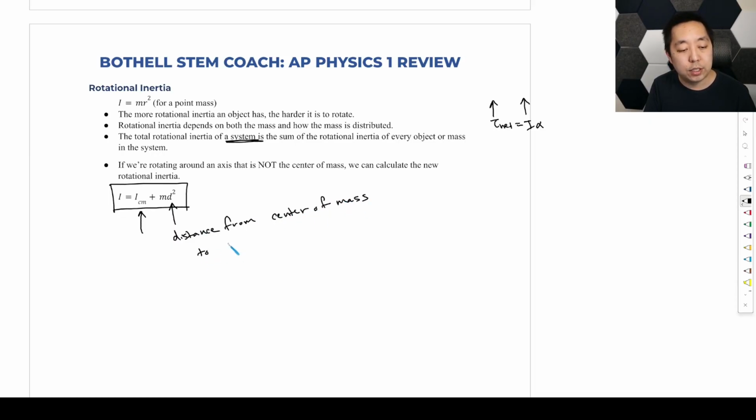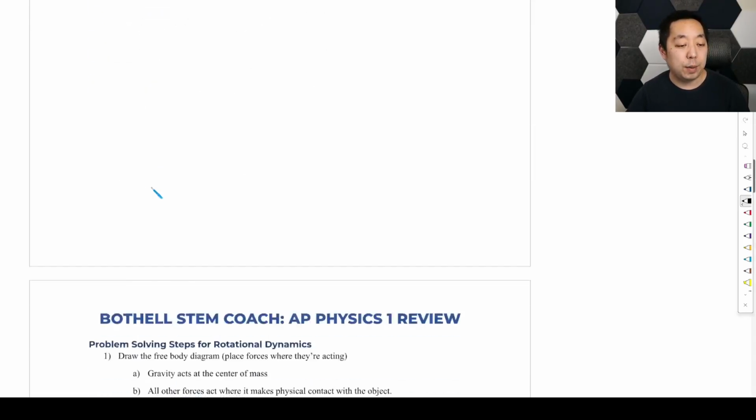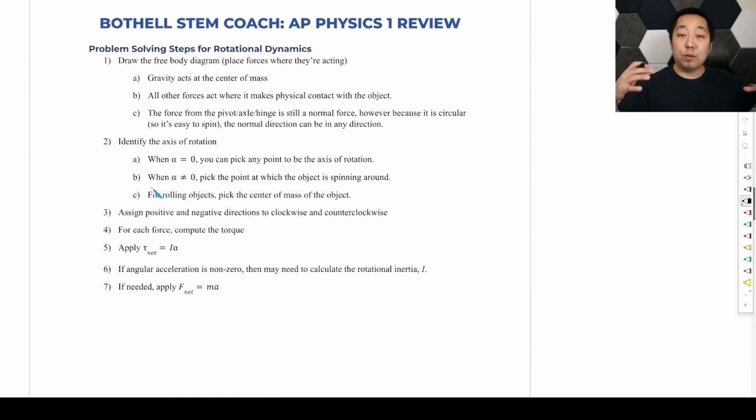to the new axis. So when I rotate things around locations other than the center of mass, we have to use the parallel axis theorem in order to calculate the new rotational inertia. Okay, so overall for rotational dynamics, the problem solving steps look like this. Very similar to the Unit 2 problem solving steps, but let's just highlight a couple of things.